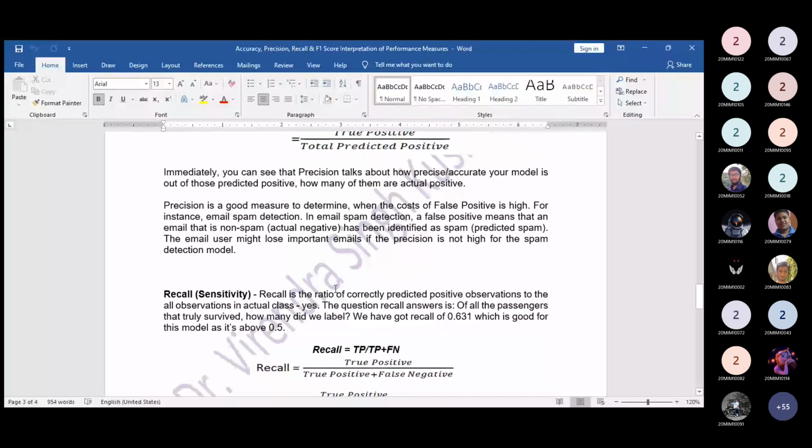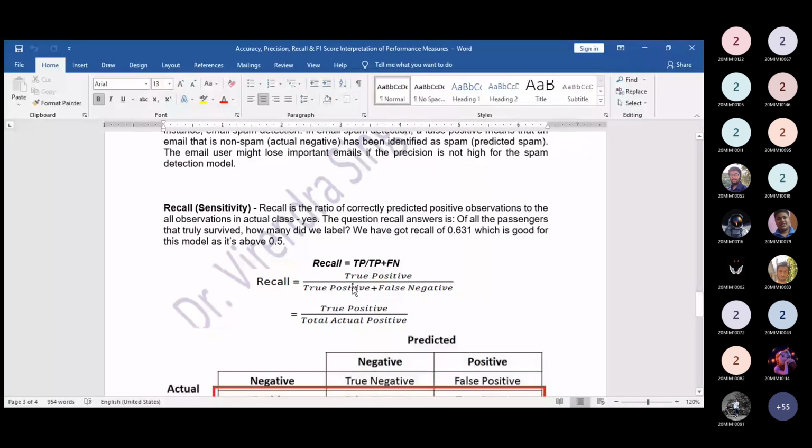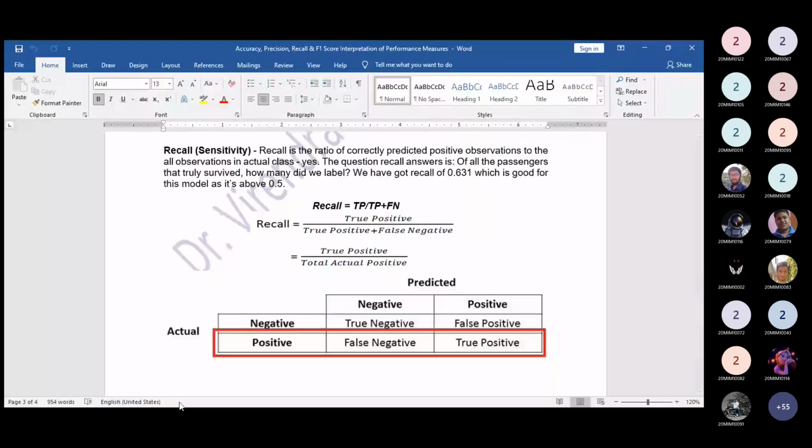So what are the other parameters? Recall, or sensitivity. So what is recall? Recall is the ratio of correctly predicted positive observations to the observations in the actual class that is supported by a yes or positive point. So recall will be the true positive divided by true positive plus false negative, and this is the actual positive we are getting. So we are choosing the positive, so false negative and false positive are what we get. This is the formula we have to keep in mind.